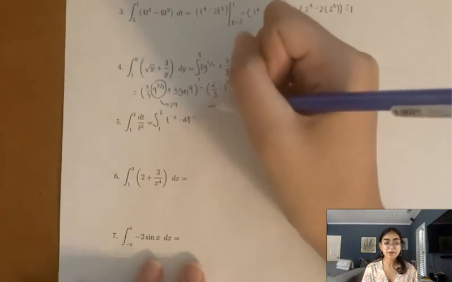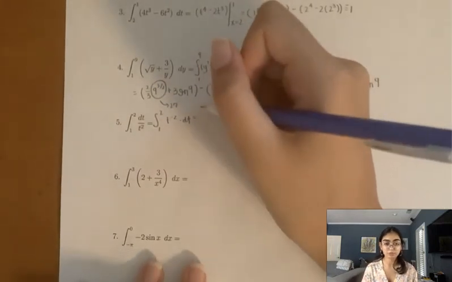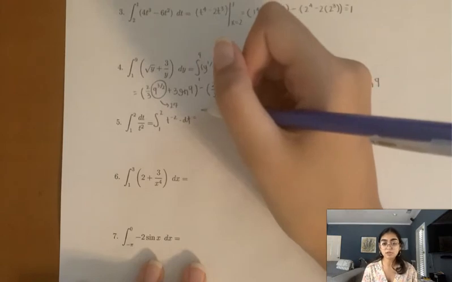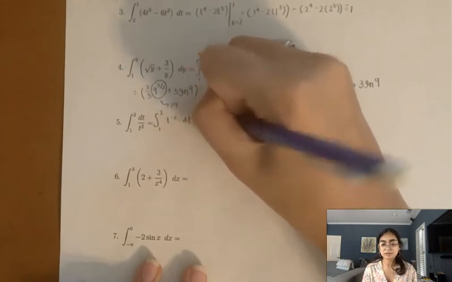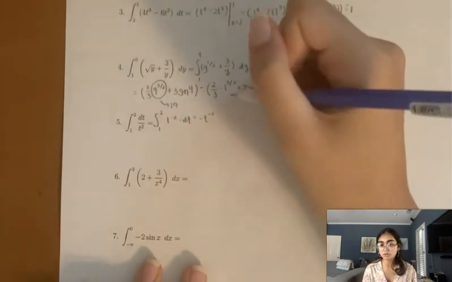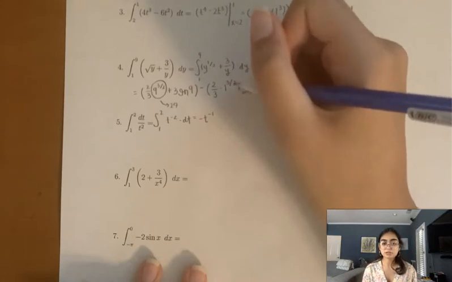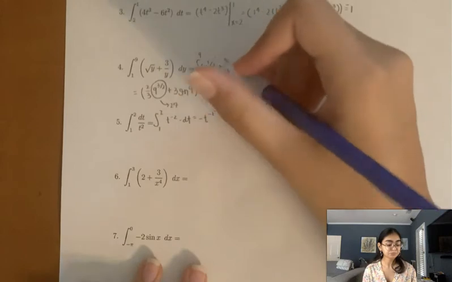So once we rewrite that, we can actually go ahead and use power rule. We're going to add 1 to the exponent, so -2 plus 1 gives us -1, and then divide the entire expression by that new exponent, divide by -1, which gives us -t to the -1 power.